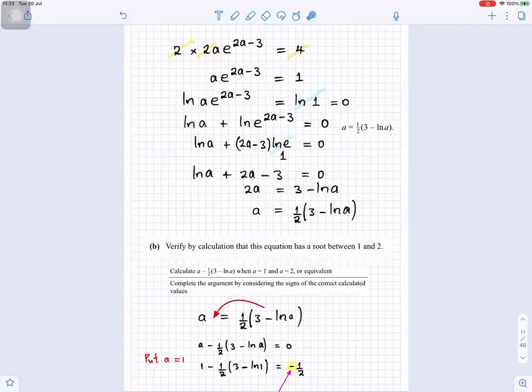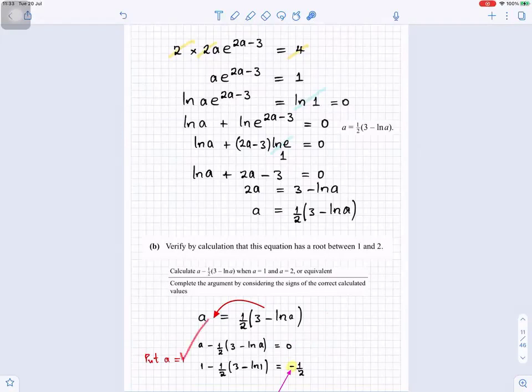Part B, verify by calculation that this equation has a root between 1 and 2. So we want to calculate a minus half bracket 3 minus ln a when a is 1 and when a is 2. So how do we do that? We take all of this to the left side. So a minus half bracket 3 minus ln a equals 0.